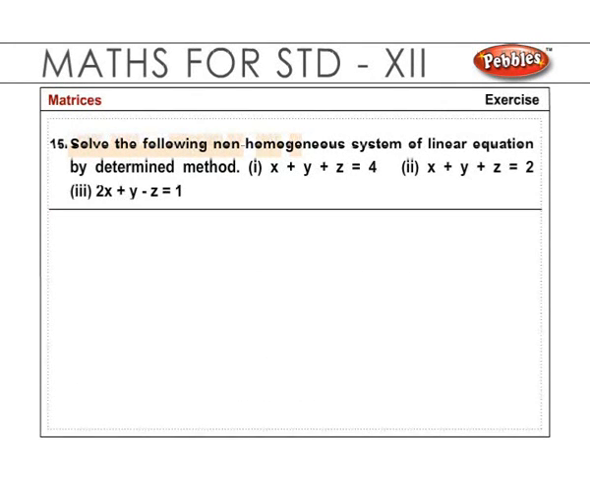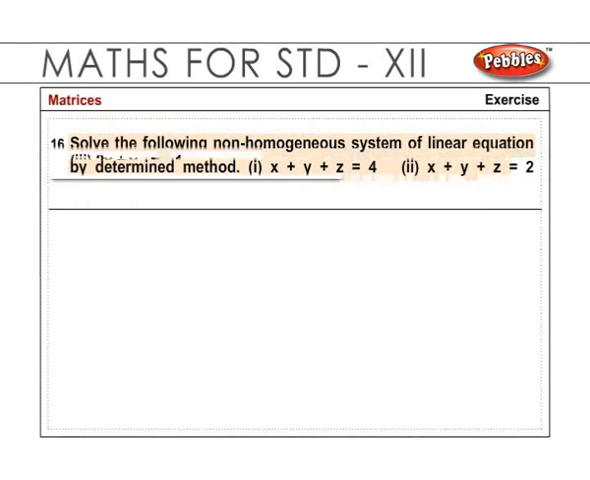Solve the following non-homogeneous system of linear equations by determinant method. x plus y plus z is equal to 4. x plus y plus z is equal to 2. 2x plus y minus z is equal to 1.